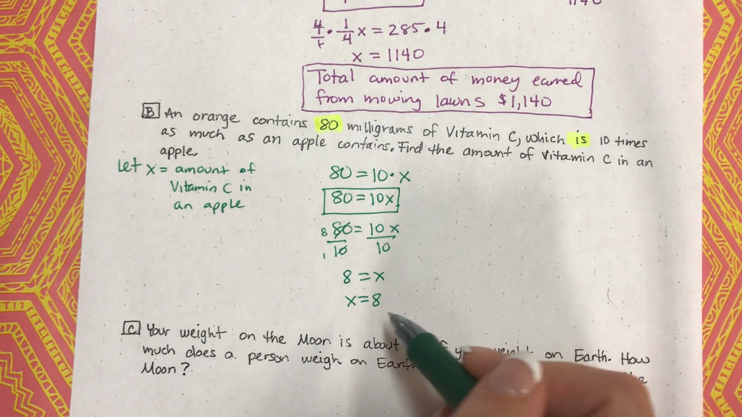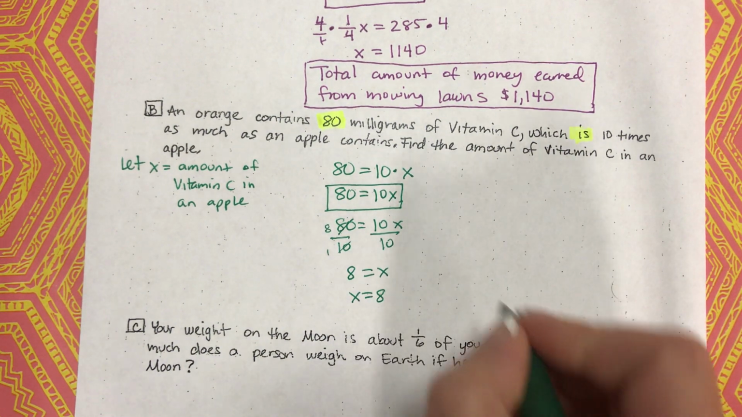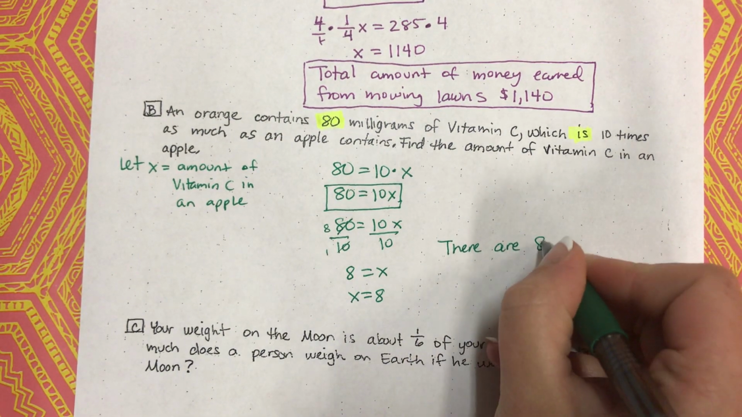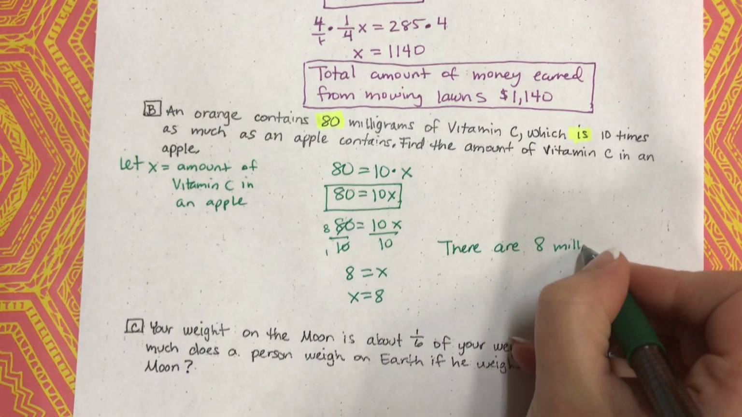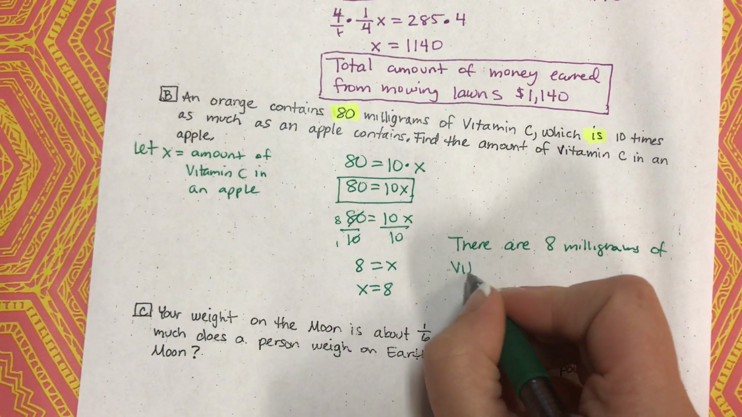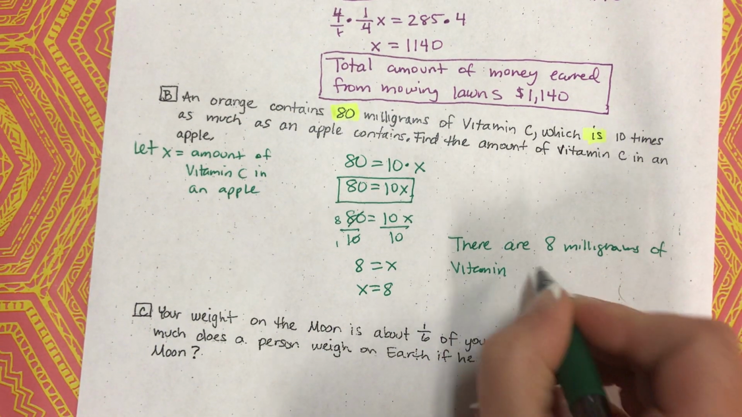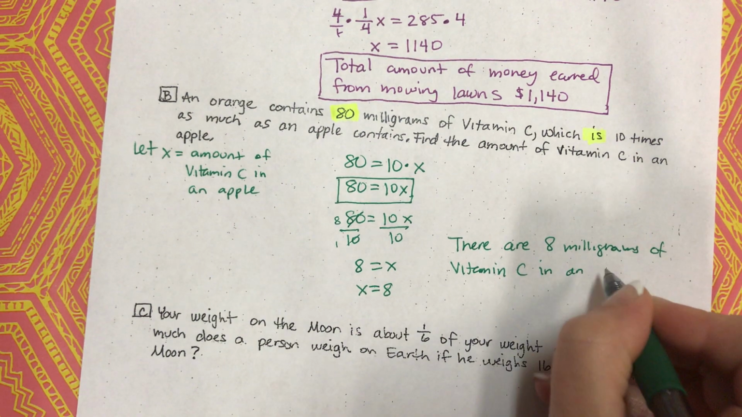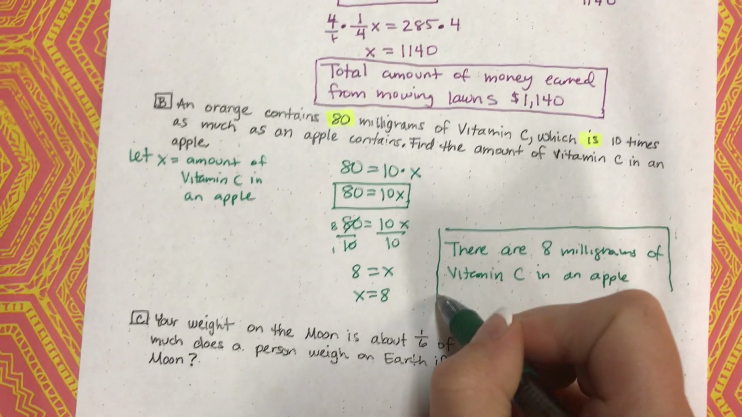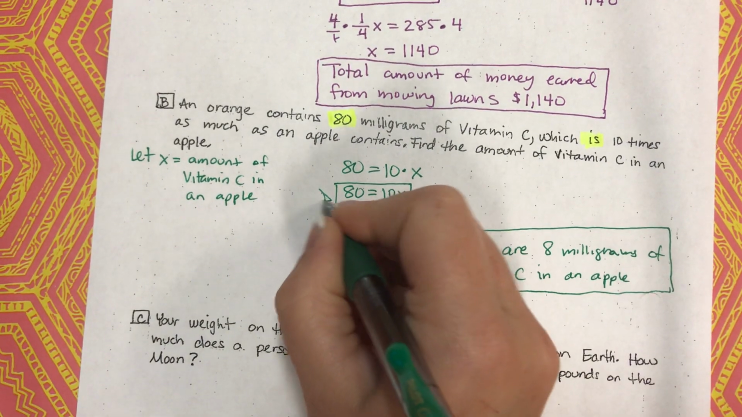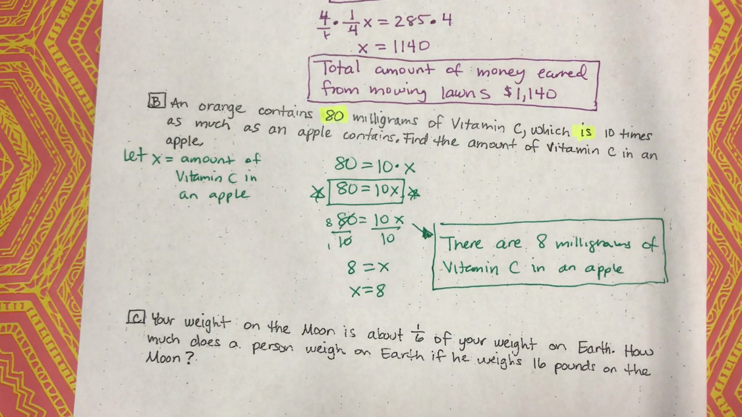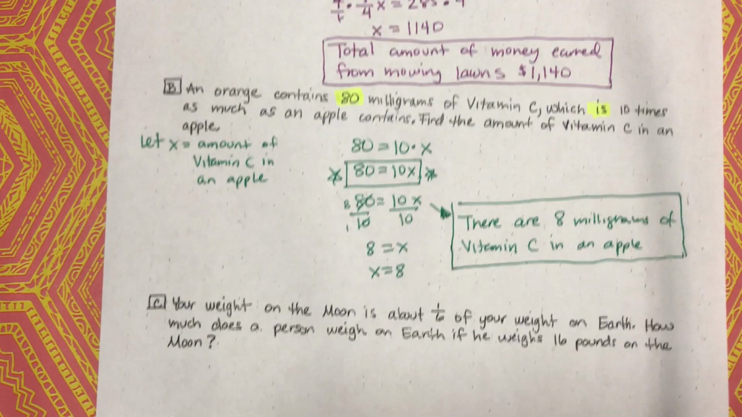So the amount of vitamin C in an apple is 8 milligrams. So we can say there are 8 milligrams of vitamin C in an apple. And there we have it. So we have our equation there and our answer. Okay, and we showed all that work. So this is what your homework problems will need to look like.